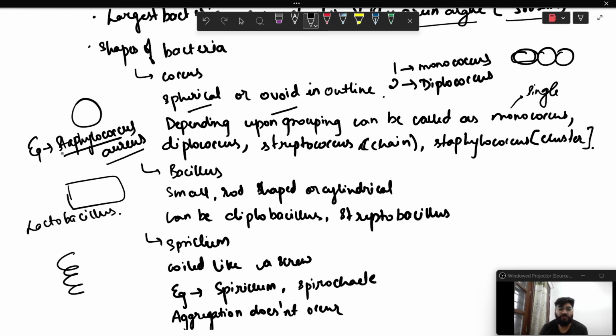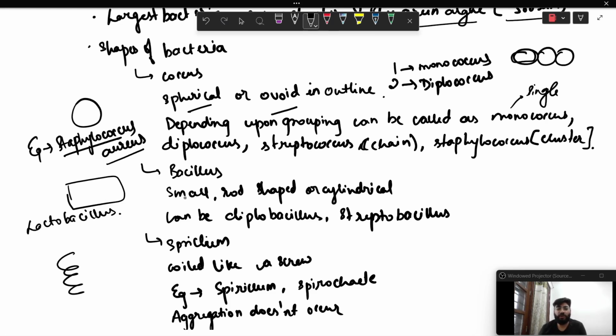One example of a coccus bacterium is Staphylococcus aureus. This bacterium is present on the skin of human beings, mostly in areas like the face. When the population of Staphylococcus aureus grows on our face, it can lead to problems such as acne or pimples. Then we have the second shape, which is bacillus.